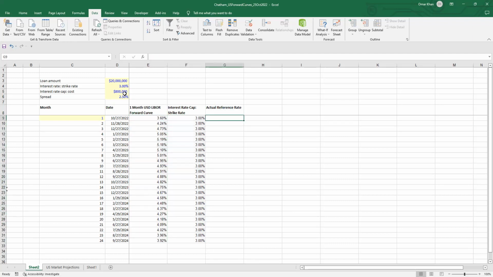So what is the actual reference rate? The actual reference rate basically is going to be, if, this is a basic conditional formatting, right?